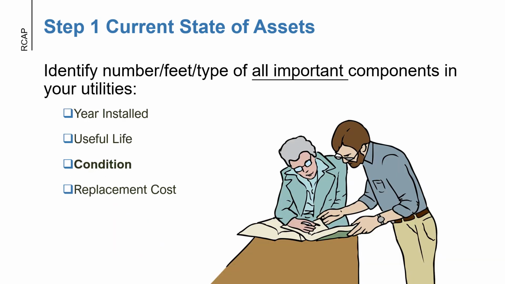You're also going to want to identify the number, feet, type of all important components of your utilities. You're going to want to identify the year it was installed, identify useful life, the condition, and the replacement cost. This is where it really gets data intensive, and you might have to get a little creative to determine every piece of information. You might need to consult with AWWA, that's the American Water Works Association. They have some great resources. EPA has put out some great resources, of course. I do have some at the end of this slideshow that hopefully will be helpful for that. But you might have to get a little creative to find some of this information, especially for older systems where some of that information was stored in someone's brain and that person has since left.